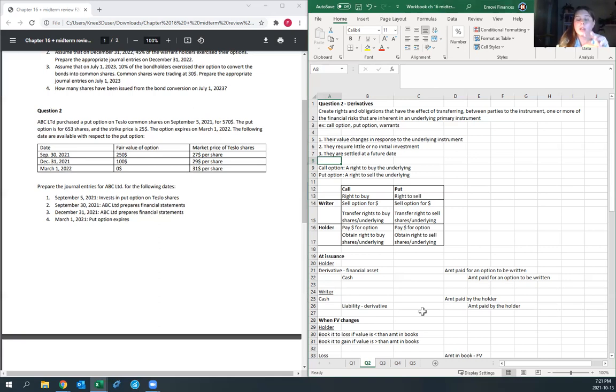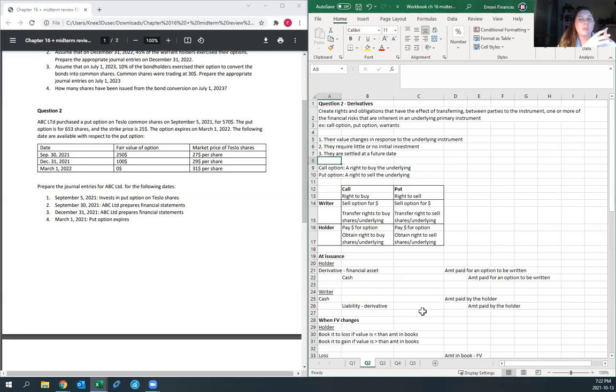So there are three little characteristics to a derivative. First, their value changes in response to the underlying instrument. So the value that you put in your books relies on the fair market value of the instrument. Let's say your shares are currently trading at $30, you're going to change the value in your books so that it reflects that. Second, they require little or no initial investment. You're not going to pay $1 million to have a derivative in your books. You might pay $1,000 or $2,000. You're not paying a big amount. And the third is that they are settled at a future date.